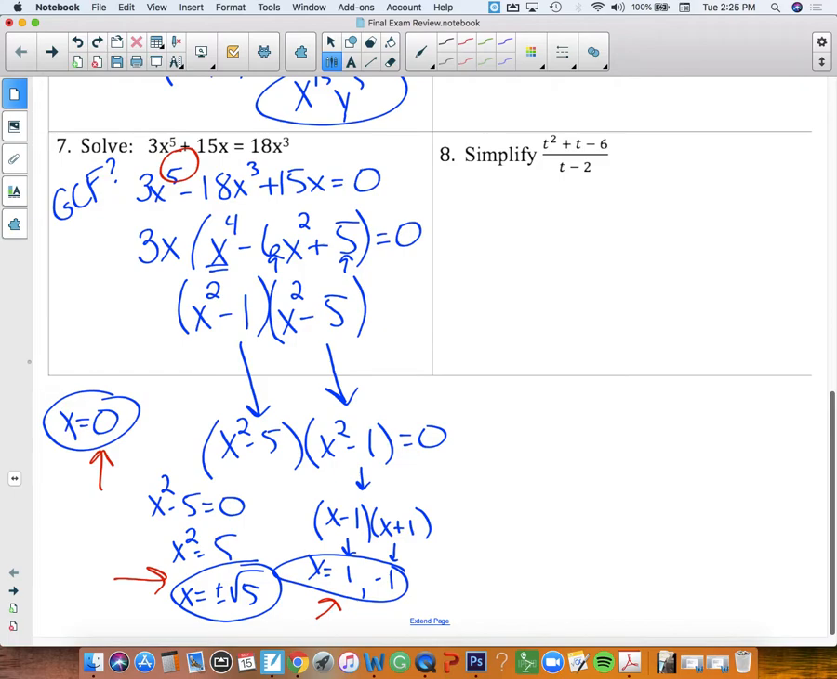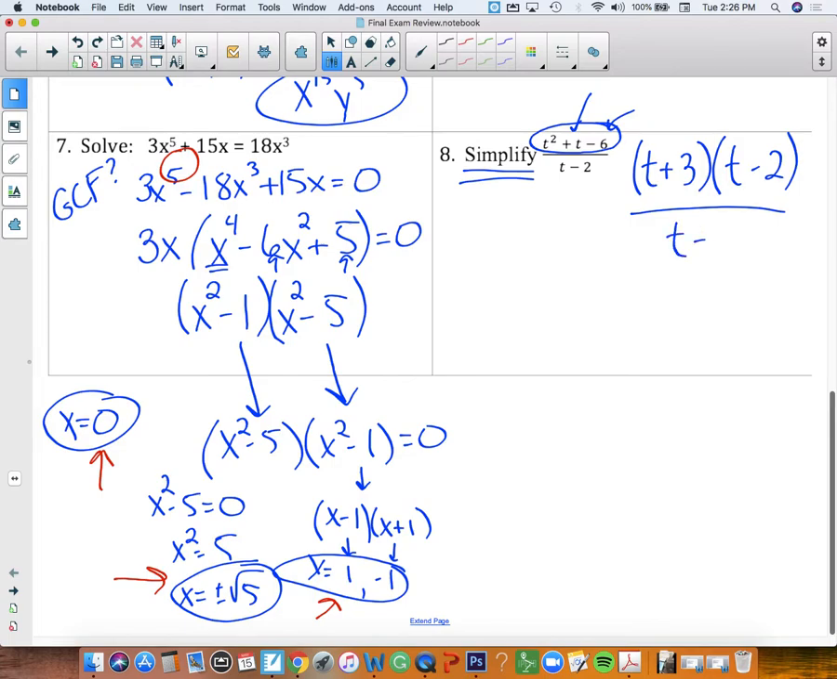Okay, on to number 8. How do you simplify a rational expression like this? Okay, think of the only thing that you can do is factor. So you have to factor the stuff on the top. All right, so this stuff right here, if I factor that, 2 numbers that multiply to give me a negative 6 and add to give me a positive 1. It's 3 and 2. Okay, so t plus 3, t minus 2. That's what you get. And then how are you going to simplify this? You should see that the t minus 2's will cancel. And t plus 3 is your final solution.